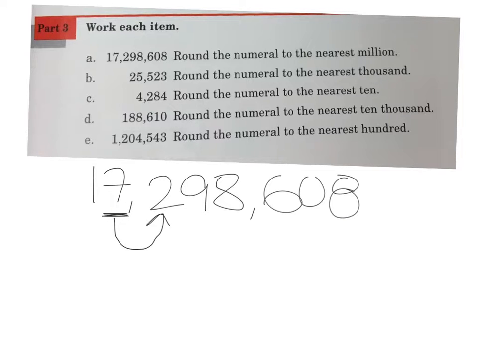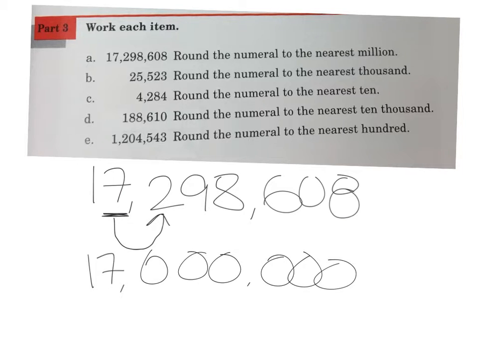So when I rewrite it, the number before the underline always stays the same. Now we've already made the decision about the underlined one. Since this was not 5 or above, this underlined one gets to stay the same, and then everything after the underline changes to zeros. So when I've rounded this number, I know that 17,298,608, when rounded to the nearest million, would be 17 million. So go ahead and work each of the problems in this section, and then when you come back, answer the questions that are on the screen.